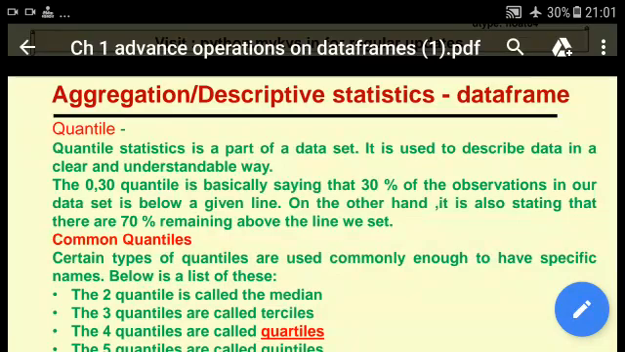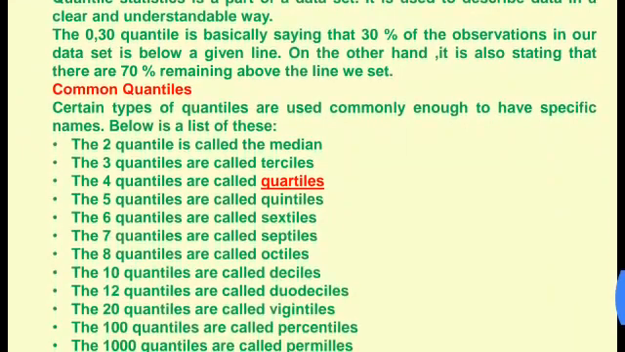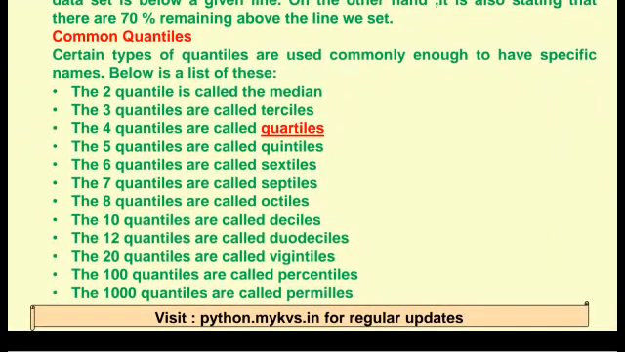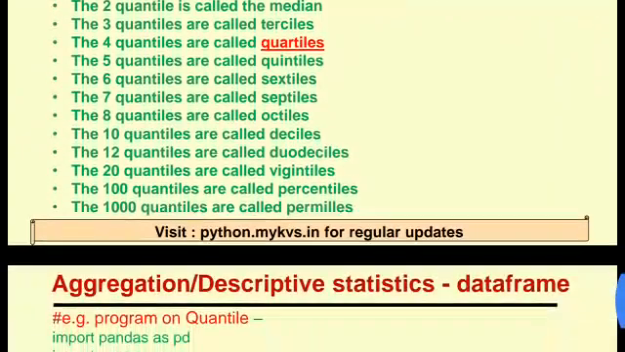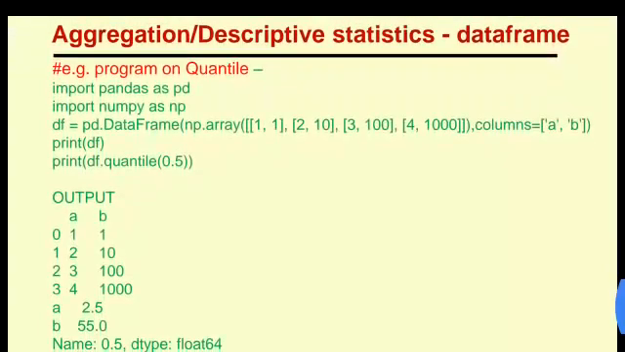Here below, the common quantiles are given. Certain types of quantiles are used commonly enough to have a specific name. So these are the list. The 2 quantile is called median, and 1000 quantiles are called permilles. Now how are we going to use quantiles in our program? So we are going to see this small program of quantiles which we are going to use now.